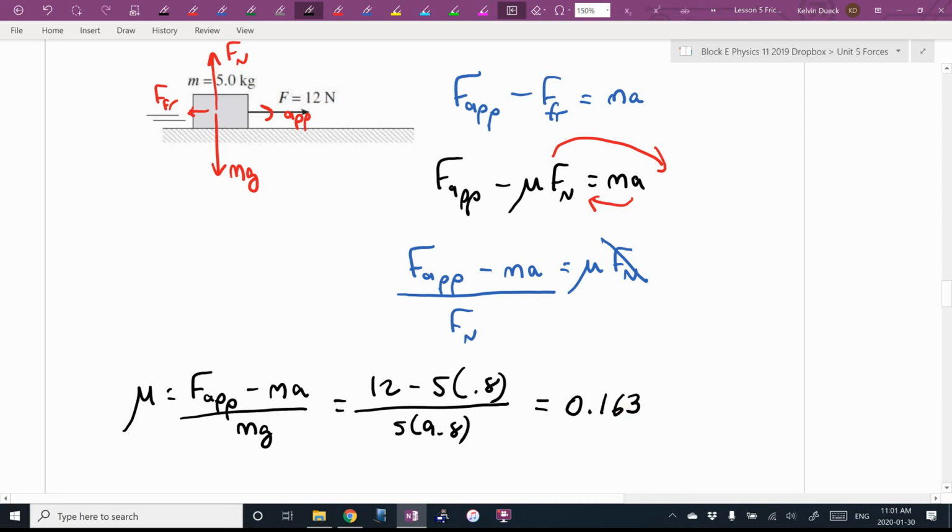Units. Is it a force? Did we find the force of friction? Sky, did we find the force of friction? So is it newtons? No. Mu has no units. It's just a ratio. How sticky is it? About 0.163. No units. Okay.